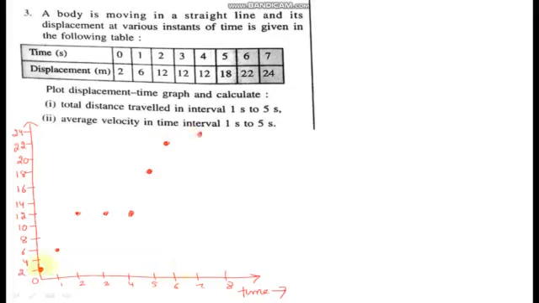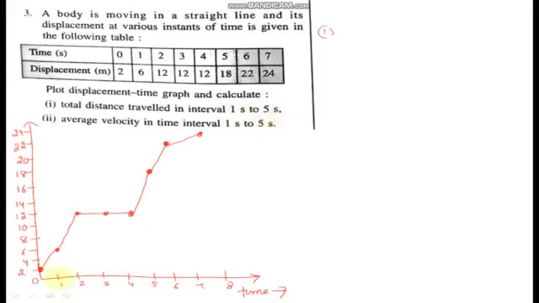So now we will just join them with a scale. We will join all the points with a scale, and this is the displacement time graph that we have got. Now the first part of the question is we have to find out what is the distance travelled from 1 second to 5 seconds. What is the total distance that is travelled?